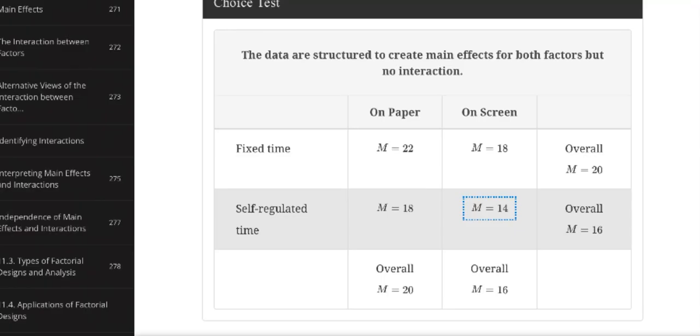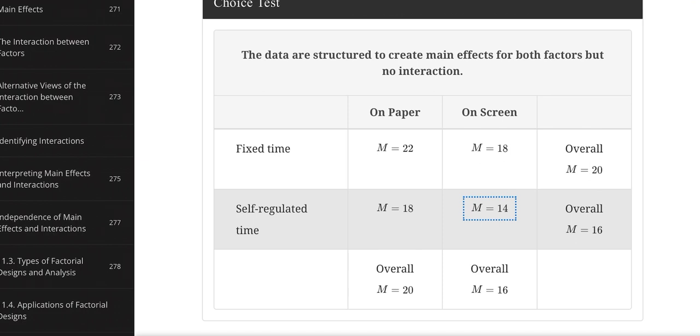This data set is the same. It's just showing you the means for the columns and the rows. This is the same chart we were just looking at, but this data set was structured to show you that there could be main effects for both factors, for both independent variables, but no interaction between the two. So that's what this is an example of.